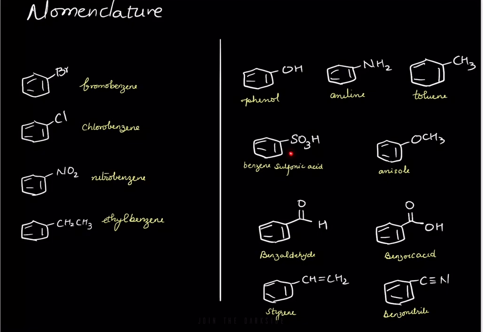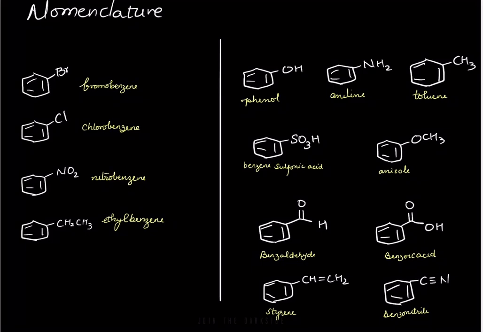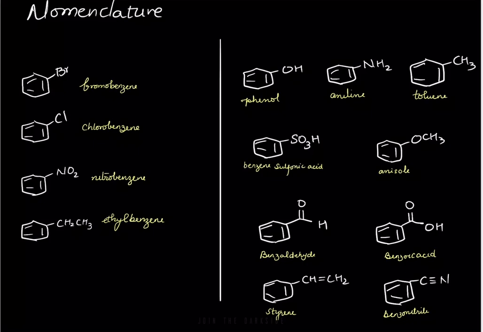Benzenesulfonic acid is obtained by putting a sulfonic acid group on the benzene ring. This is the sulfonic acid group. If you have an OCH3, then it's called anisole, which is an ether. And benzaldehyde, when you have a carbaldehyde group on benzene, it's actually benzaldehyde. When you have a carboxylic acid group on benzene, it's called benzoic acid. And styrene is basically used in synthesizing many of the polymers. And when you put a nitrile group on benzene, it's called benzonitrile.